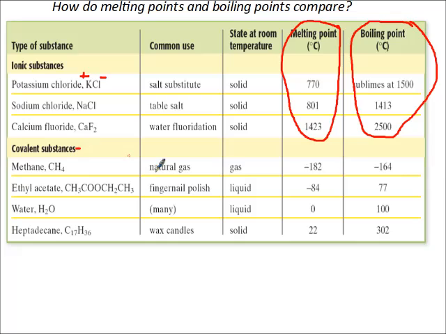Covalent compounds, some other substances we see. Natural gas, for example. Its melting point is negative 182, boiling point is negative 64. Yeah, it's a gas at room temperature. About 25 is room temperature. Ethyl fingernail polish is a liquid at room temperature. If you look at its melting point, negative 84 versus boiling point 77. So covalent compounds have melting points and boiling points, and they can range from negative 182 to 22 for this one. Why is there this range? It's one of the things we're going to talk about today.